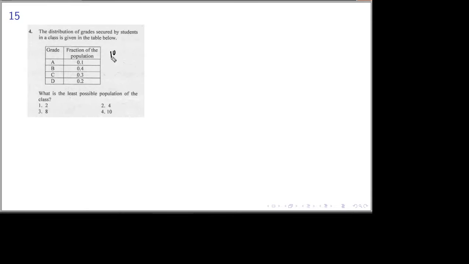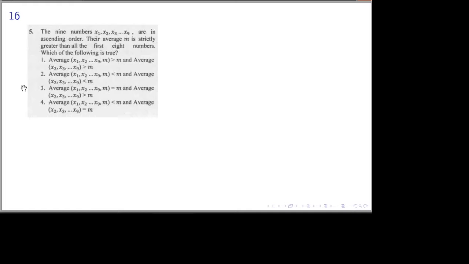0.1 is 1, 0.4 is 4, 0.3 is 3, 0.2 is 2. Any other number will not satisfy it. Well, if you multiply it with all 4, they will become fractions. So this is the correct option. It's quite easy. Okay, so next.